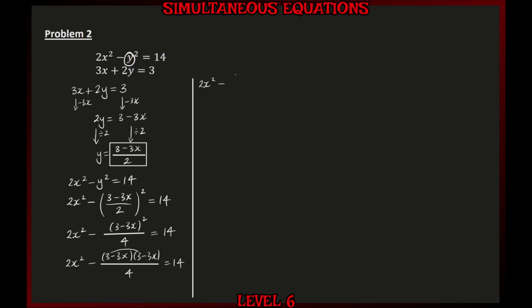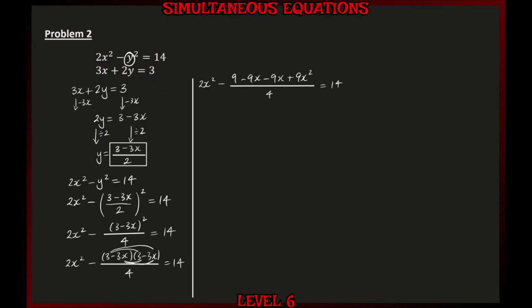Continuing from here, we have 2x squared minus, and at the top of that fraction, we can multiply 3 by 3 to give us 9. And then 3 multiplied by minus 3x is minus 9x. Minus 3x times 3 gives us another minus 9x. And minus 3x multiplied by minus 3x gives us plus 9x squared. It's still being divided by 4, and it's still equal to 14.